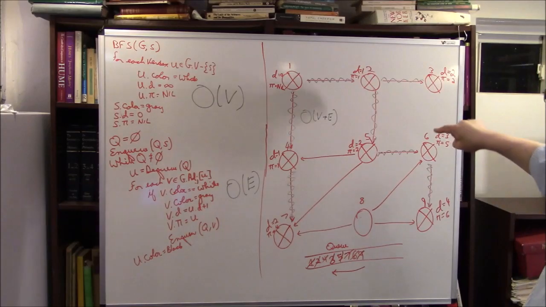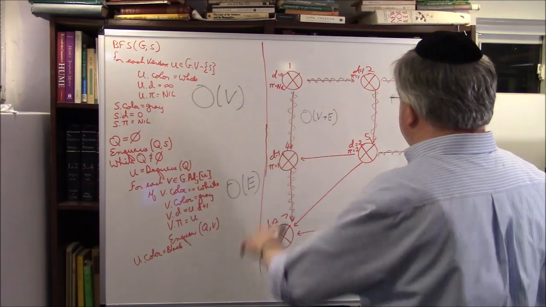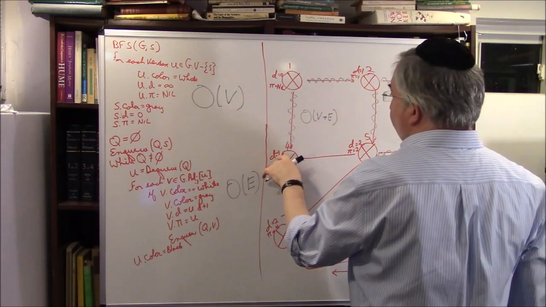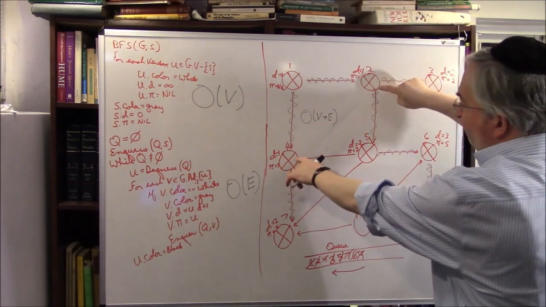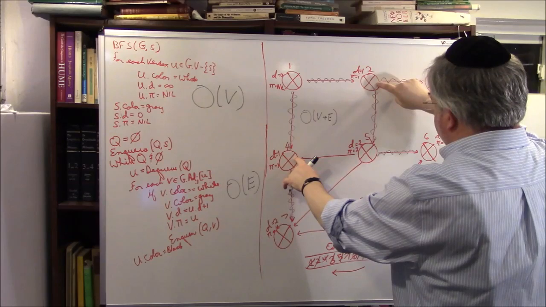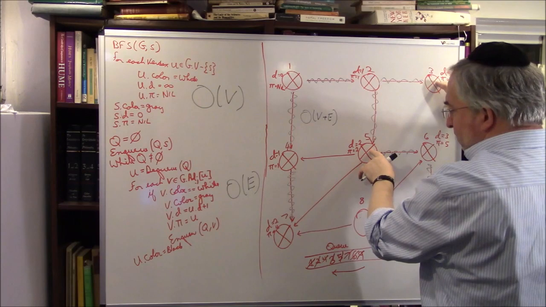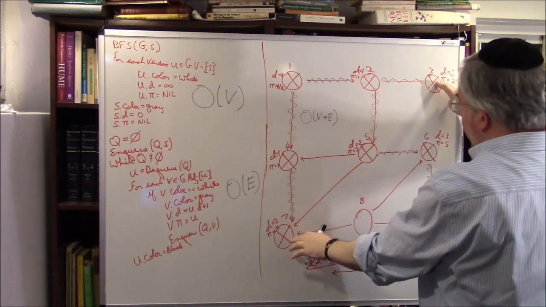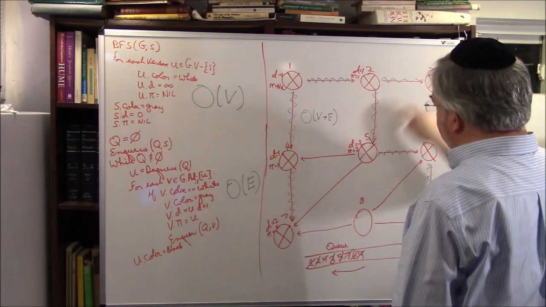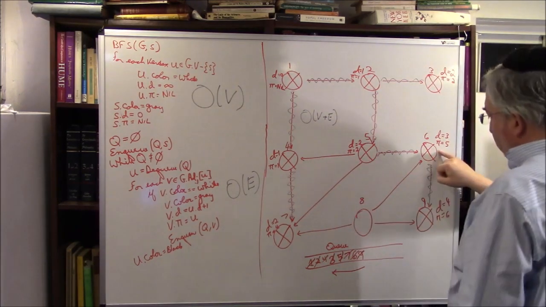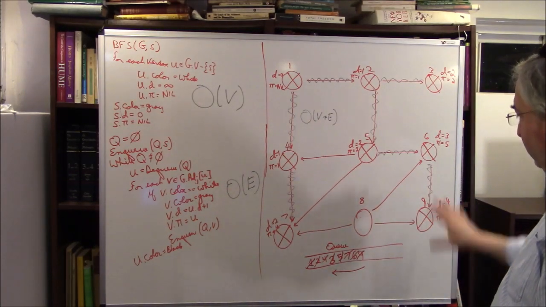Now, the shaded-in edges all form a tree. That's a 1. This is distance 0, first generation, second generation. 1, 2, 3 is the second generation. We saw 3, 5, and 7, one right after the other. Okay, third generation, fourth generation. Very, very nice. That's a tree.